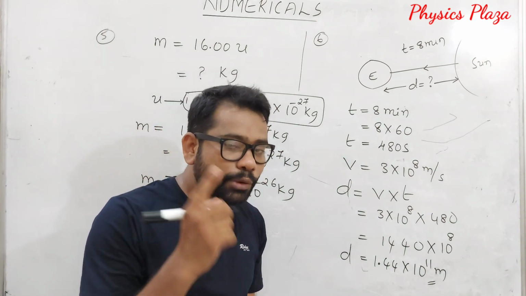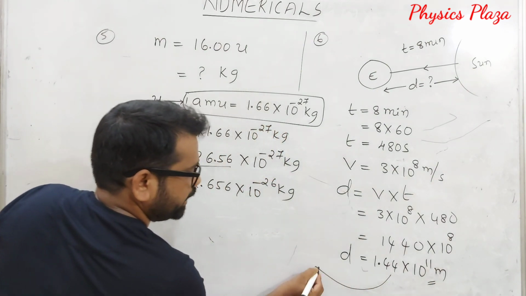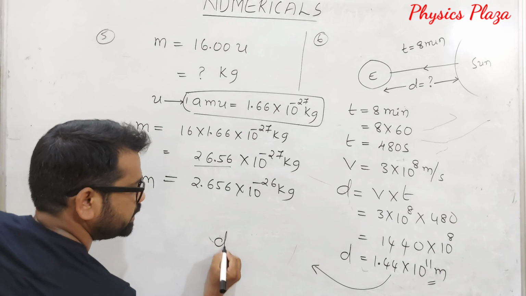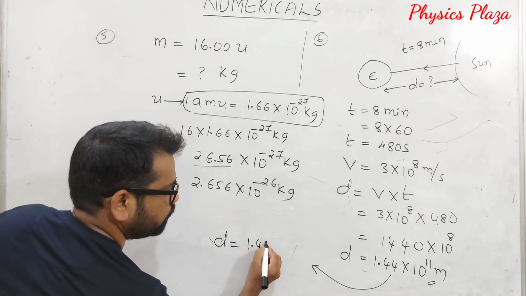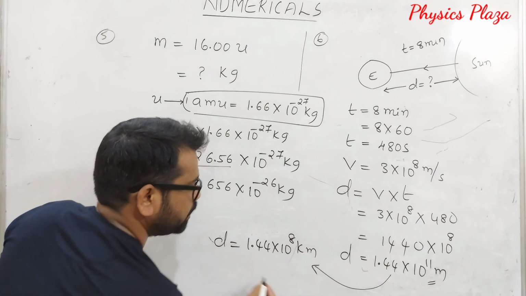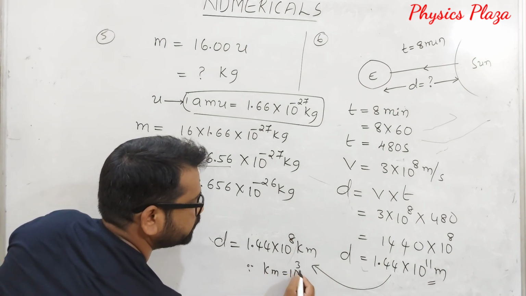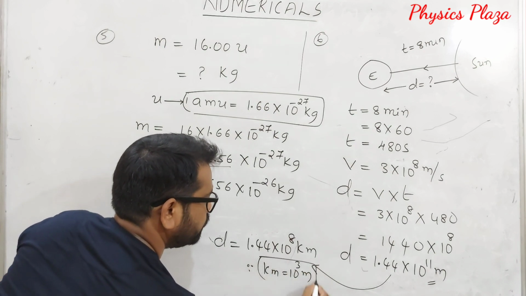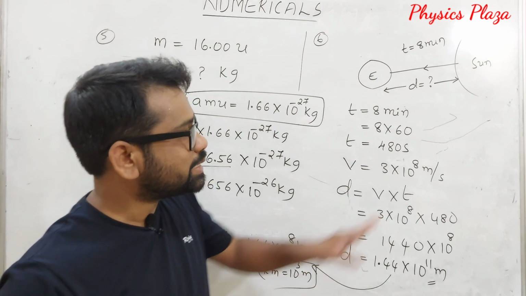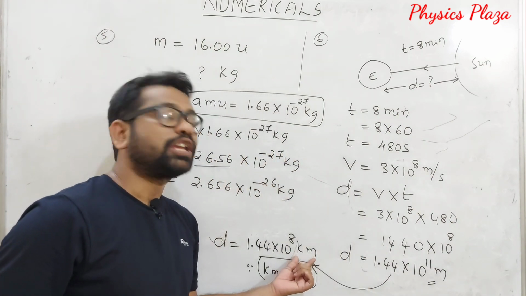We know that 1 kilometer is equal to 10 power 3 meters. So we can express this like this: D is equal to 1.44 into 10 power 8 kilometers, since 1 kilometer is equal to 10 power 3 meters. So you can express the distance in meters as well as in kilometers.